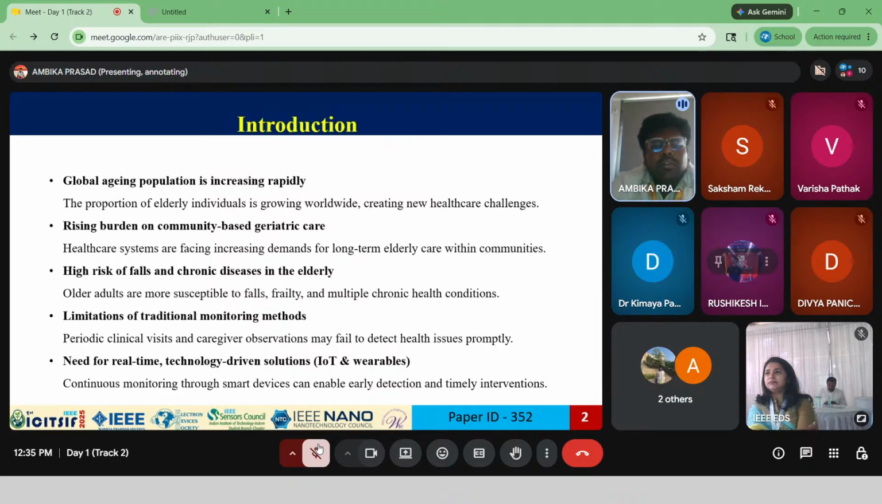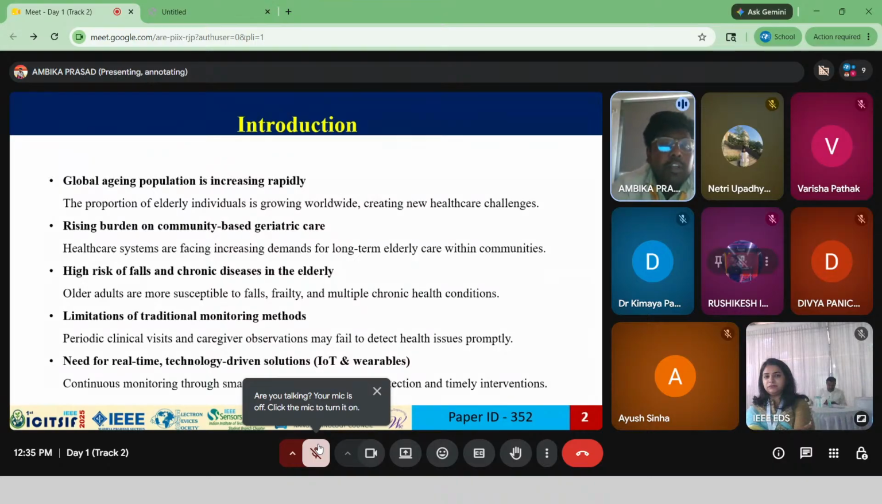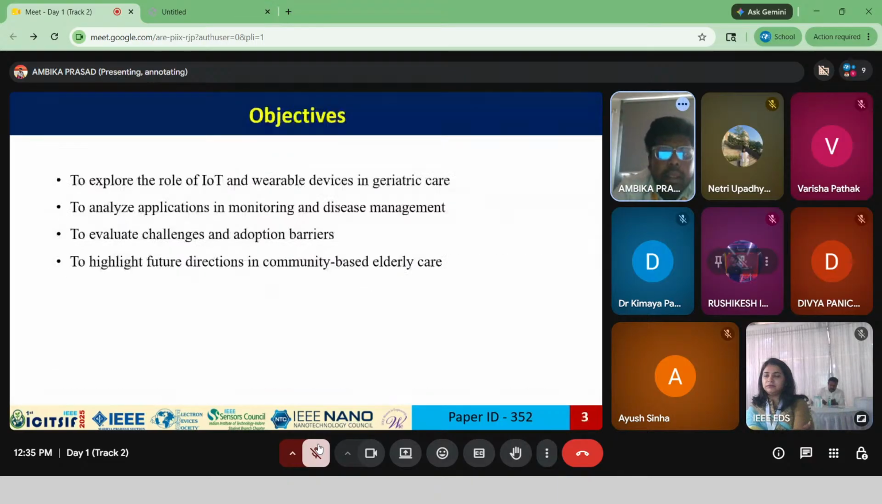Coming to the limitations of traditional monitoring methods: earlier, nurses and doctors used to give periodic healthcare checkups to the elderly. But now this has been a limitation because of differences in incubation period, as well as advanced cardiovascular diseases that have been monitored recently. So there is a need for real-time technology-driven solutions, that is wearables or Internet of Things, which provide continuous monitoring through smart devices and can help in early detection and timely intervention of many diseases.